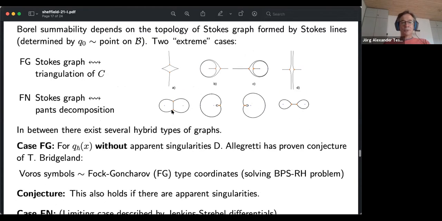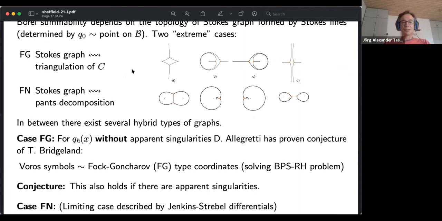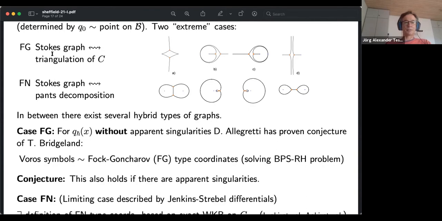But what is interesting is, of course, the other possibility. What you can also notice is that these Stokes graphs always define a triangulation, basically by connecting the punctures in such a way that you do not cross any Stokes line. So any such graph of this type defines a triangulation of the Riemann surface. And what we're going to argue is that there are naturally associated coordinates to this, which are then Fock-Goncharov coordinates. Therefore, these graphs will be called FG type Stokes graphs.